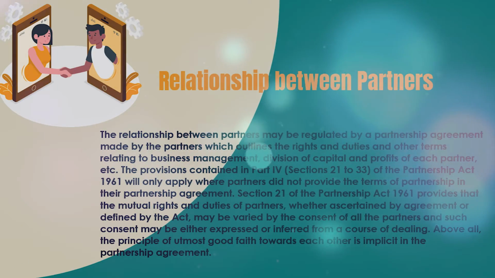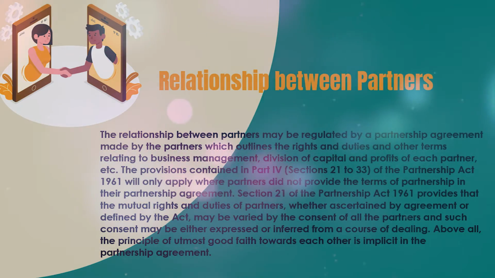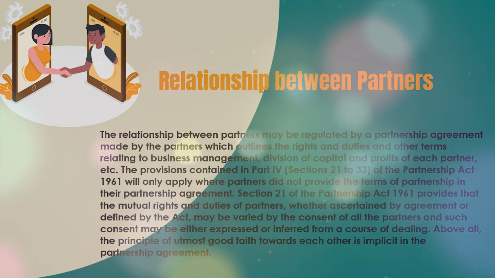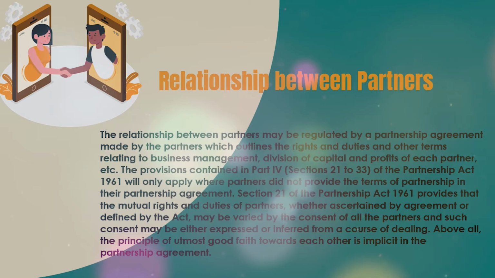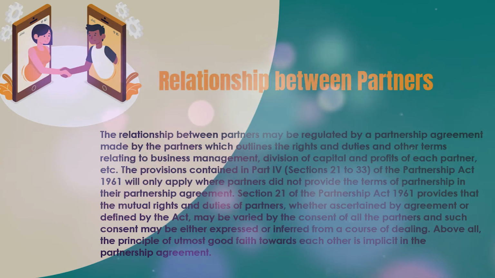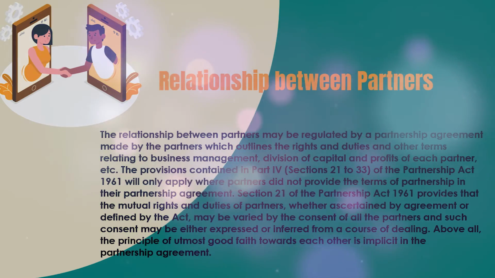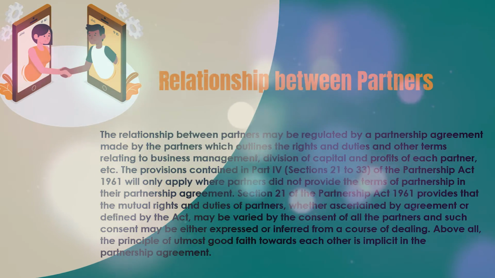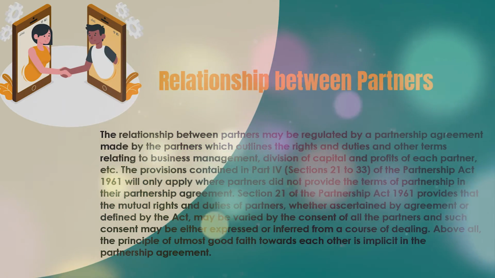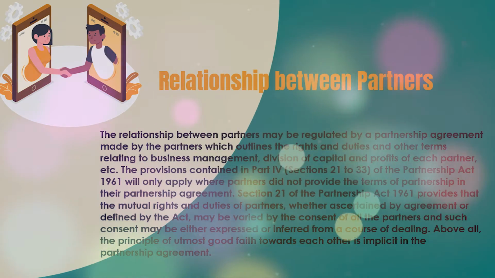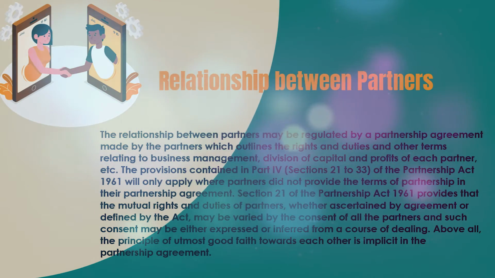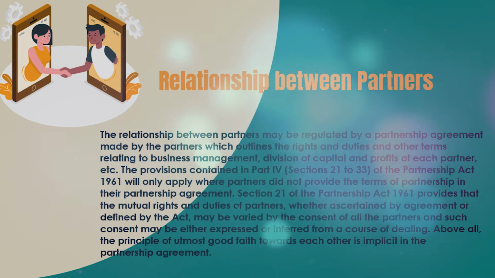The relationship between partners. The association between partners may be controlled by a partnership agreement made by the partners which outlines the rights and duties and other terms relating to business management, distribution of capital, and profits of each other. The provisions contained in Part 4, Sections 21 to 33 of the Partnership Act 1961 will only apply where partners do not provide the terms of partnership in their partnership agreement.